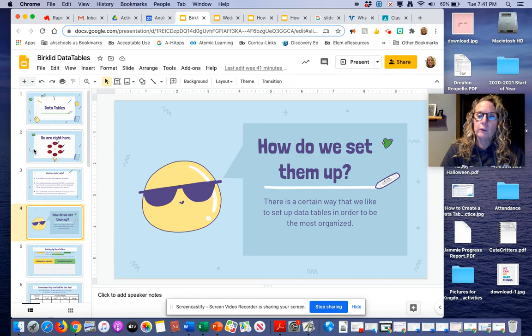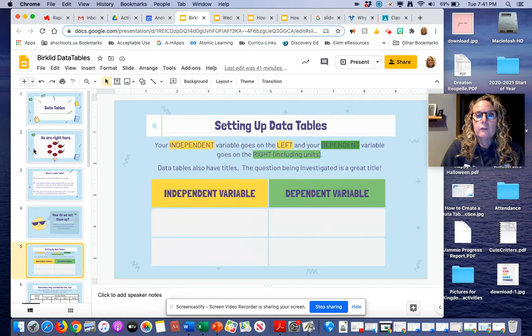So there's generally a way that we set up the data table. First thing we do is we need to know, again, which if you haven't figured out yet, it's really important to know your independent and your dependent variable. So your independent variable is going to go to the left side of your data table, and your dependent variable, what you're measuring, is going to go to the right side of your data table. You want to make sure that you include your units.